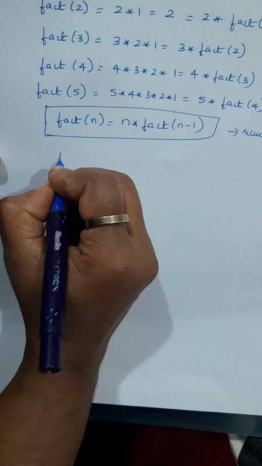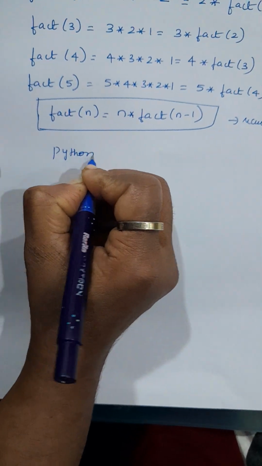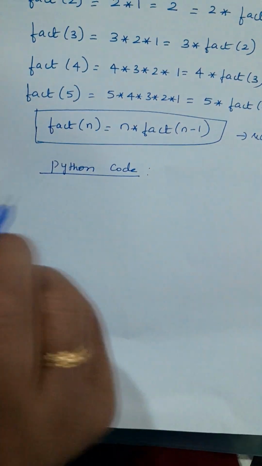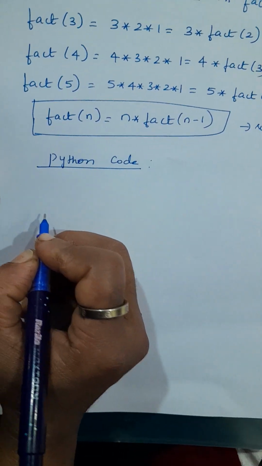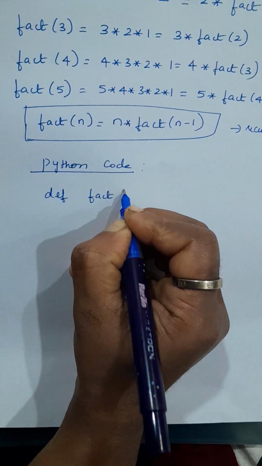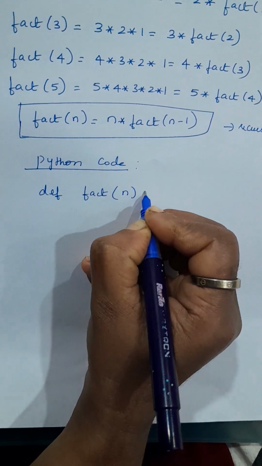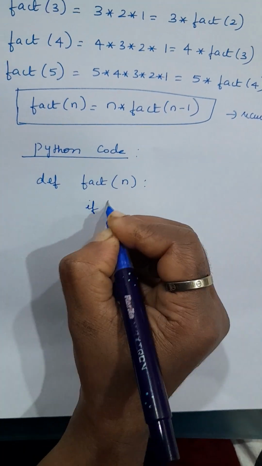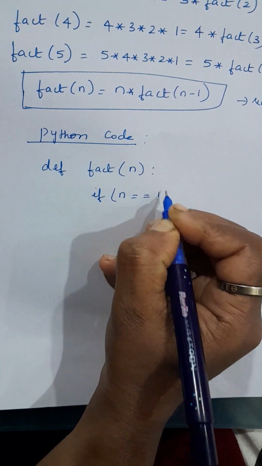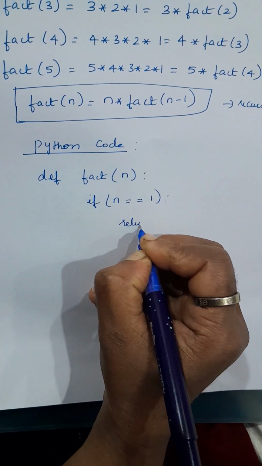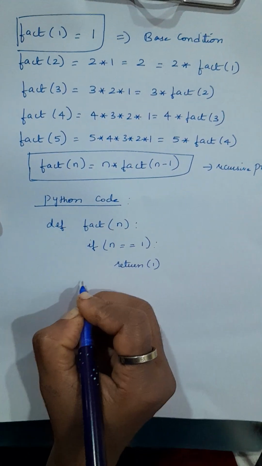Okay, now I'm going to write Python code in order to find out the factorial of a number using a recursive function. So let me first write the function definition. Definition: I write fact of n, where n is the value that I am passing. If my n is equal to 1, this is the base case. If this base case is true, then I will be returning the value 1.